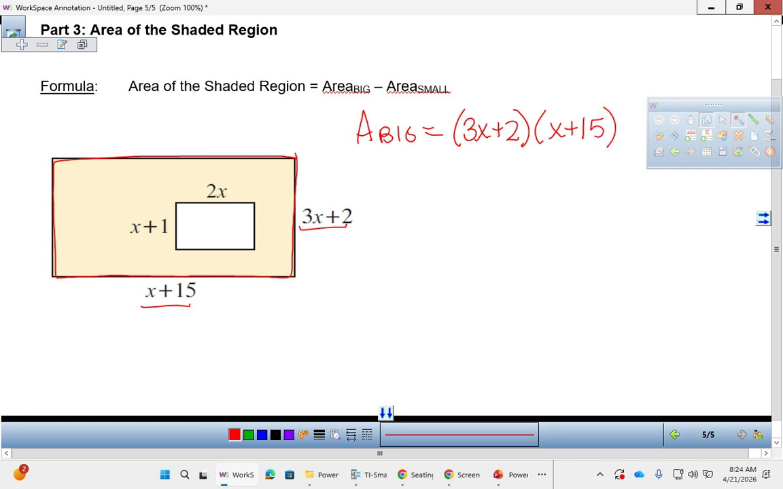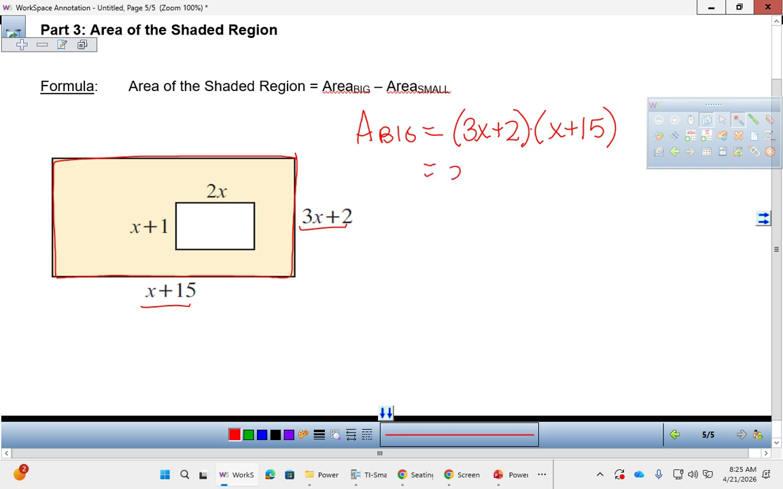Length times width, the order doesn't matter. So you could put the x plus 15 first or second, it doesn't matter, right? But it's length times width, so I'm just putting them next to each other. If you want to put a dot in the middle to show times, you can, it doesn't matter, right? And this is a binomial times a binomial, so remember what we did yesterday.